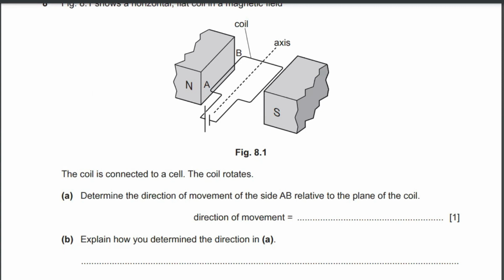So the direction of movement will be downwards, or you can also write that the whole coil will move anti-clockwise, because if this side is going downwards, the other will move upwards, so the coil will start to rotate in an anti-clockwise fashion.